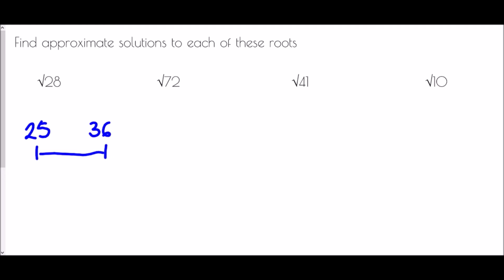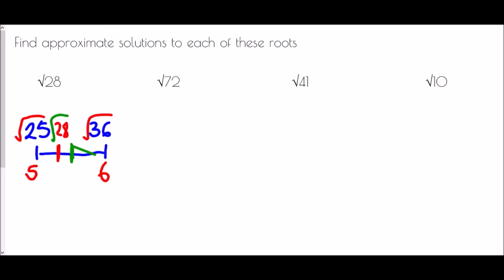Now, 28 would be closer to 25 than it would 36. We know the square root of 25 is 5. We know the square root of 36 is 6. And therefore, the square root of 28 must be between 5 and 6, but it's going to be closer to 5 than it is 6.